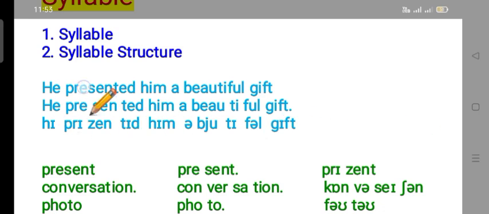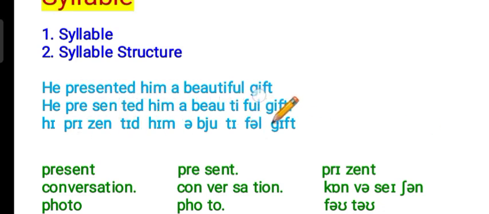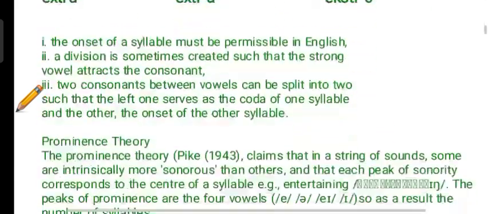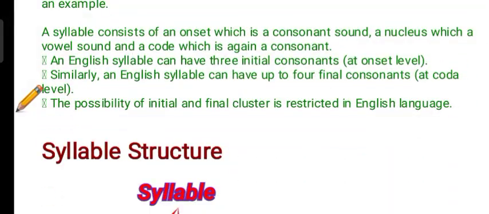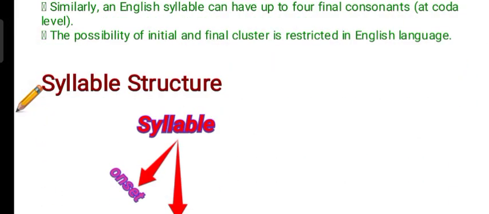Okay, so each of these beats is a syllable, and each of these beats contains a vowel sound, and each of these beats is pronounced with a single chest pulse. So a syllable is a sound, or a group of sounds, and it is pronounced with a single chest pulse, and it contains a vowel sound. Now let us discuss the syllable structure, the structure of syllable.